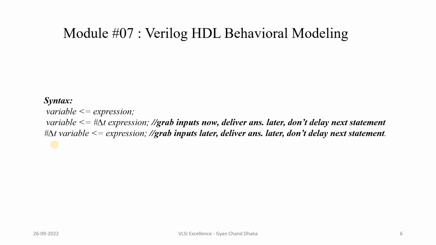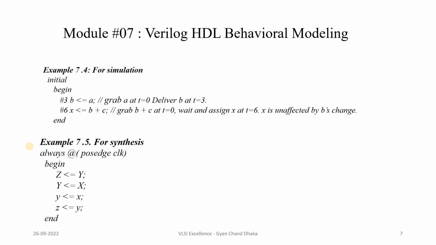So guys, now the syntax here is, this is the normal syntax without any delay, and this is nothing but our intra-assignment delay, where we need to grab the inputs now and evaluate the expression, and at the end of this delta t time assign the result to the left side variable. And this is our delayed assignment or inter-assignment delay, where we have to wait for the inputs to be grabbed by the time delay mentioned, and then evaluate the expression and assign the value to the left hand side variable. So here is an example.